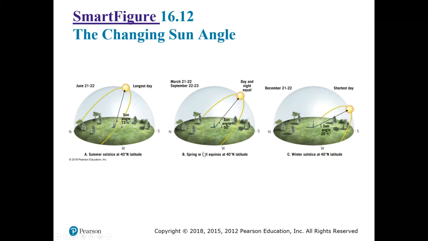Now, during the spring or fall equinoxes, it's equal. The day and the night are equal, 12 hours a day, 12 hours a night. The sun's about 50 degrees. So we get the most energy on that longest day of the year.